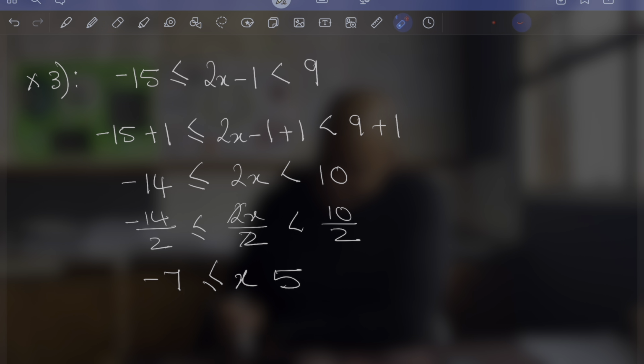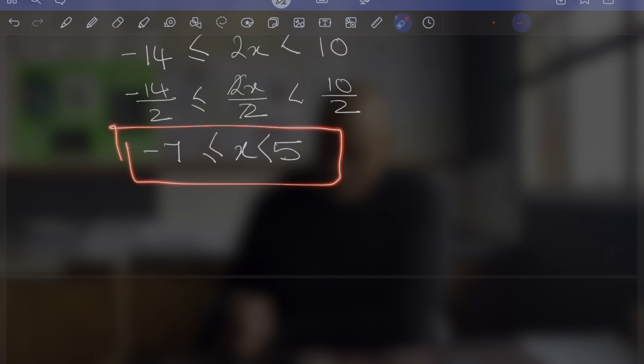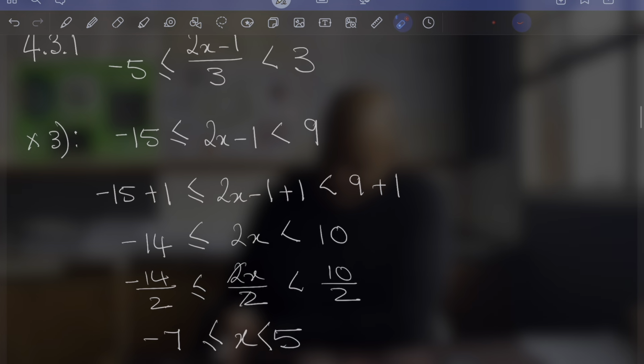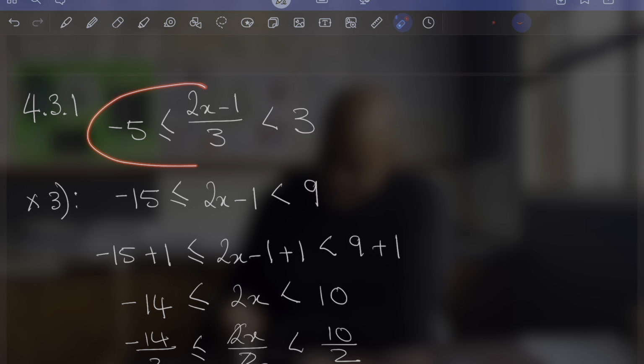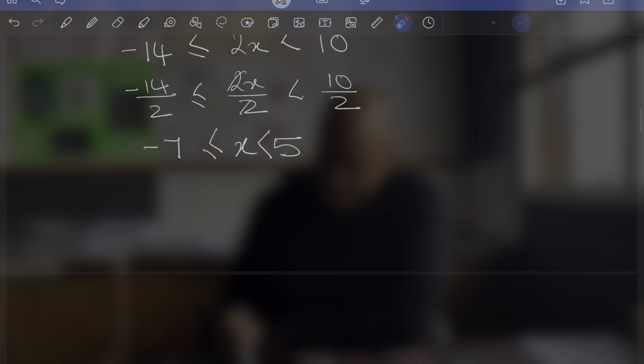Forgot about the inequality sign. So this is the inequality solved now. We've solved the inequality. In other words, for this to be true, x must be greater than or equal to -7 and less than 5. So this is what I need to plot on the number line.